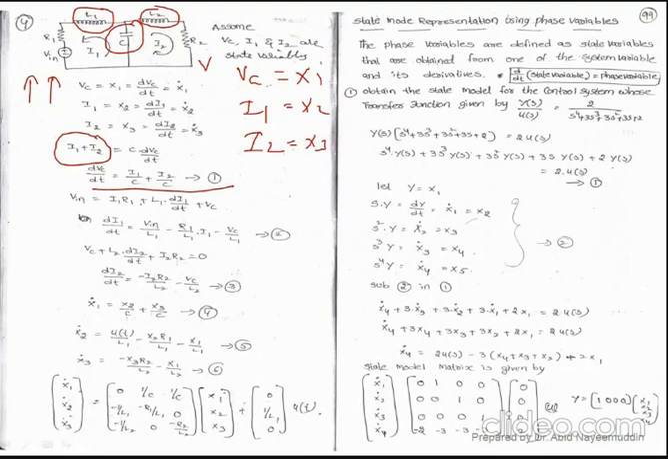Now in the same way, Vin is equal to, applying KVL, I1 into R1 plus L into di by dt plus Vc. So just rearrange the terms, you will get equation 2.